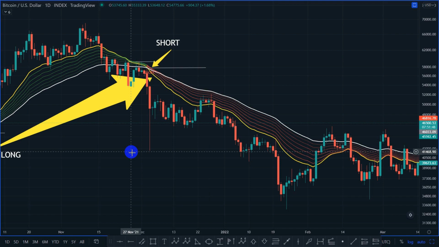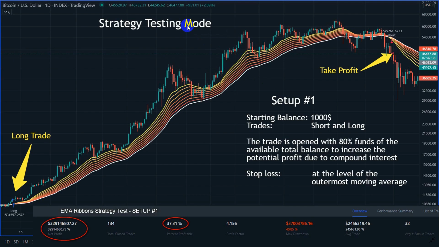Strategy testing mode. Now let's go to the automatic strategy testing mode and consider all possible trades and results. So, setup number 1. Starting balance, $1,000. Trades, short and long. The trade is opened with 80% of the available total balance to increase the potential profit due to compound interest. Stop loss, at the level of the outermost moving average.